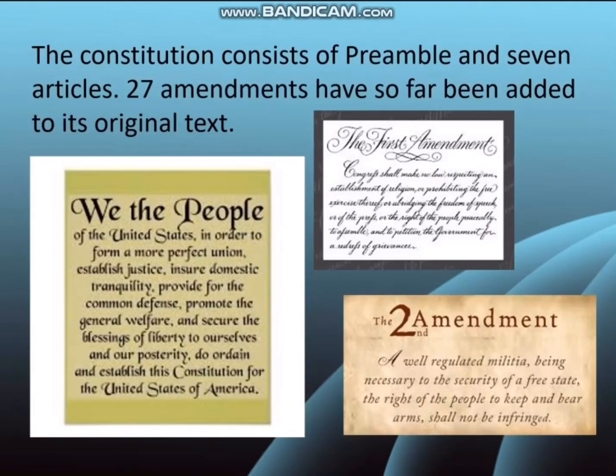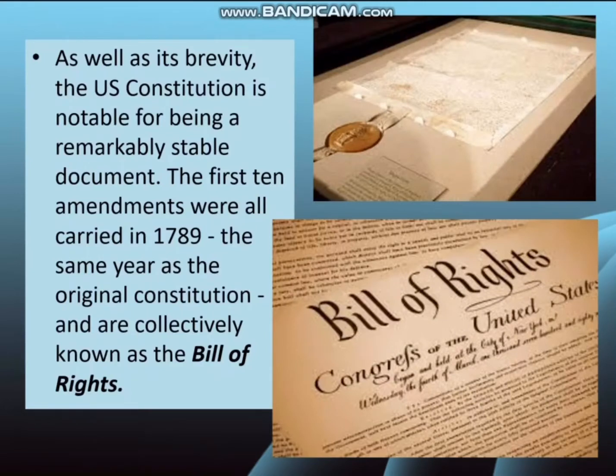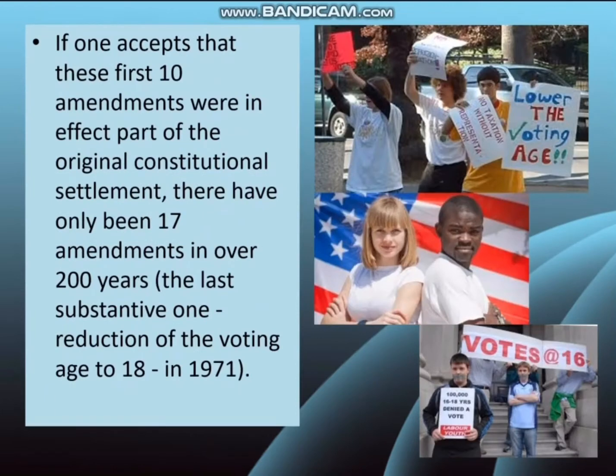27 amendments. The Constitution consists of preamble and 7 articles. 27 amendments have so far been added to its original text. As well as its brevity, the U.S. Constitution is notable for being a remarkably stable document. The first 10 amendments were all carried in 1789, the same year as the original Constitution, and are collectively known as the Bill of Rights.